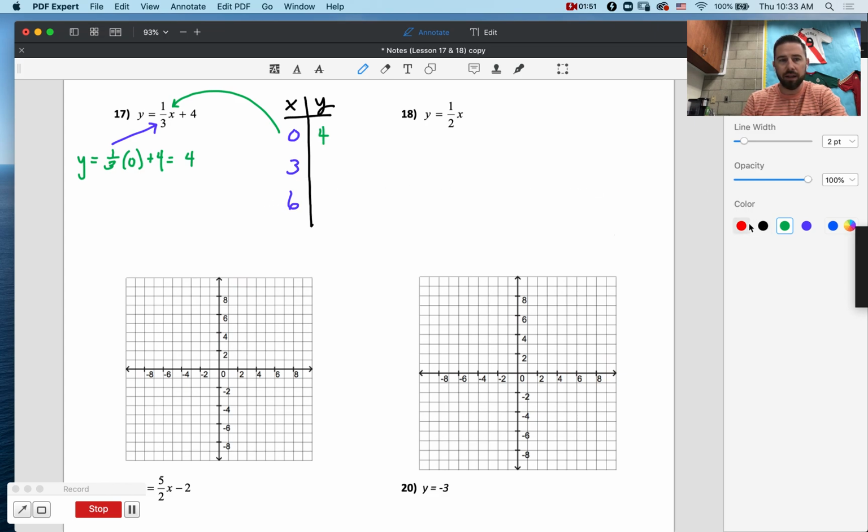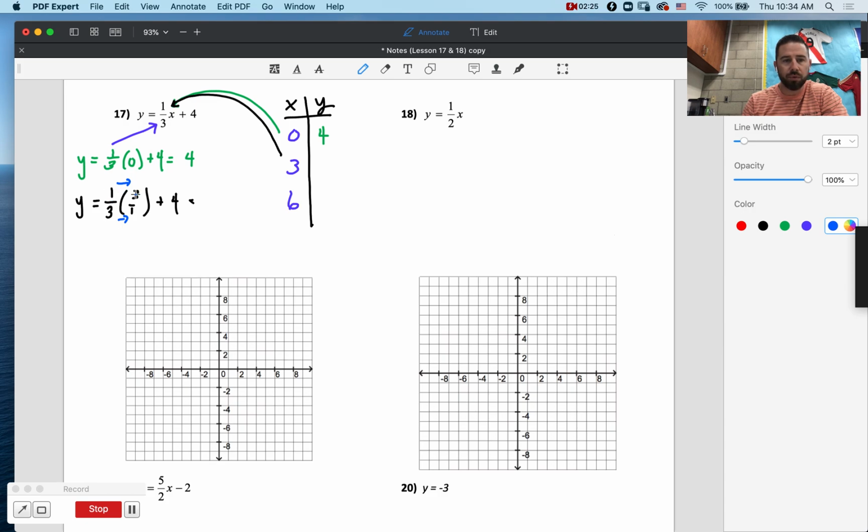Now this is where it gets a little trickier, but don't freak out because it's not that big of a deal. For this next one, we're going to substitute in 3 right here for x. And we get y equals 1 over 3 times, and I'm going to write this 3 as 3 over 1. Anytime you're multiplying fractions, just put it over 1, and then we still have our plus 4, and we can work through that. Now, the best way to do this, the easiest way without a doubt, is to multiply straight across the top and straight across the bottom.